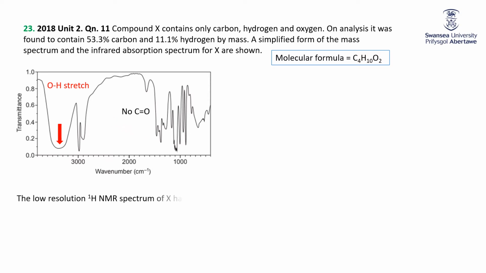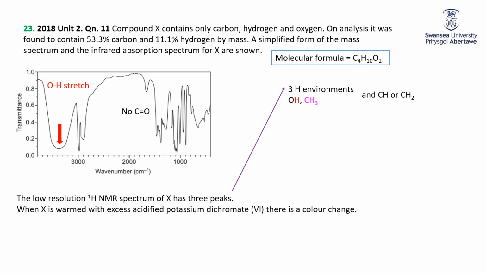Okay. Low res proton NMR has 3 peaks, so that tells us that there are 3 different hydrogen environments. We already know about 2 of those. We know we got an OH in there, so that's one type of hydrogen environment, and we know we got a methyl group, so that's another type of hydrogen environment. So the third type will have to be a CH or a CH2.